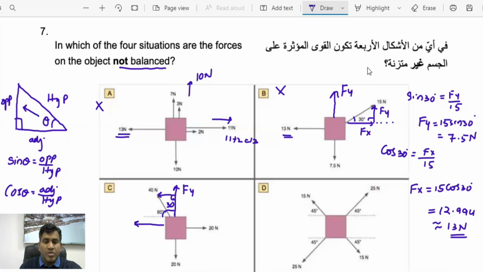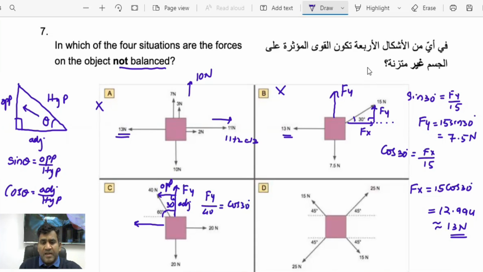Again, the same situation with reference to 30 degree. This is representing the adjacent, and this is going to be the opposite. So let's calculate for Fy. I can directly write it here as Fy over 40, because 40 is the hypotenuse, is equal to cosine of 30 degree.